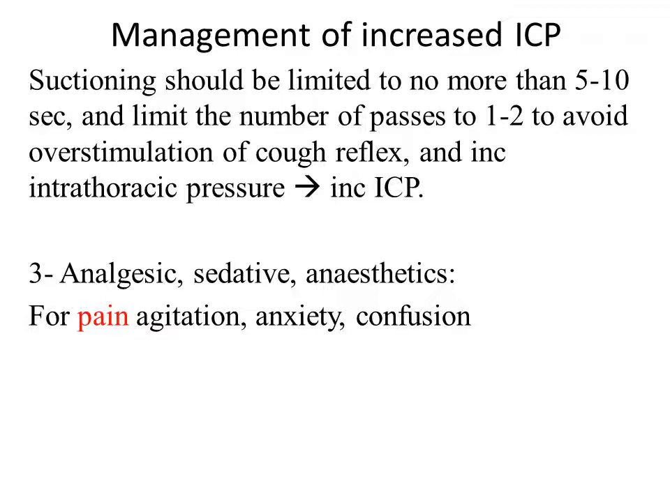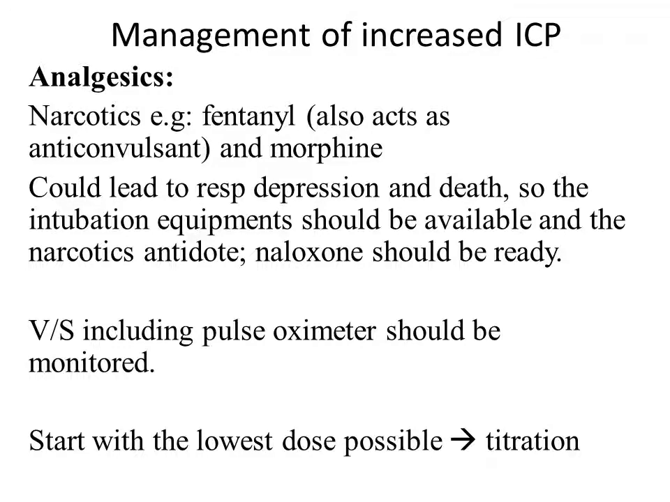The first point, as we said, is hypertonic mannitol. The second point is respiratory support. The third point is analgesia, sedation, and anesthesia, and all of these three are used as first line therapy to treat increased ICP. Analgesia, sedation, and anesthesia are used for pain, agitation, anxiety, and confusion. For analgesic narcotics, fentanyl or morphine could be used. However, respiratory monitoring should be done, because these drugs may lead to respiratory depression and death.